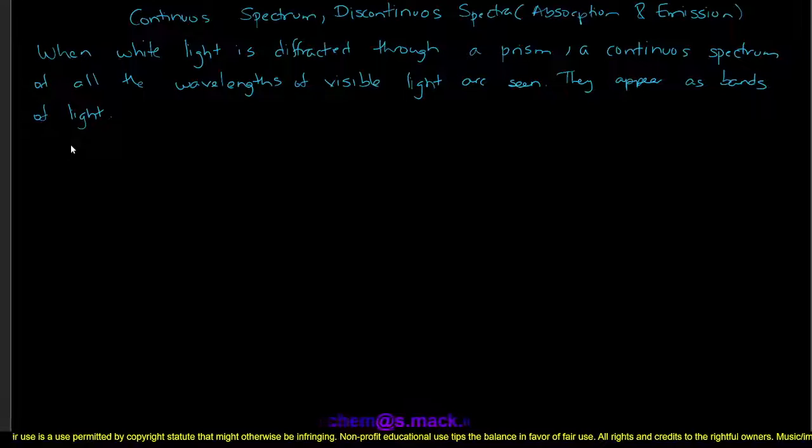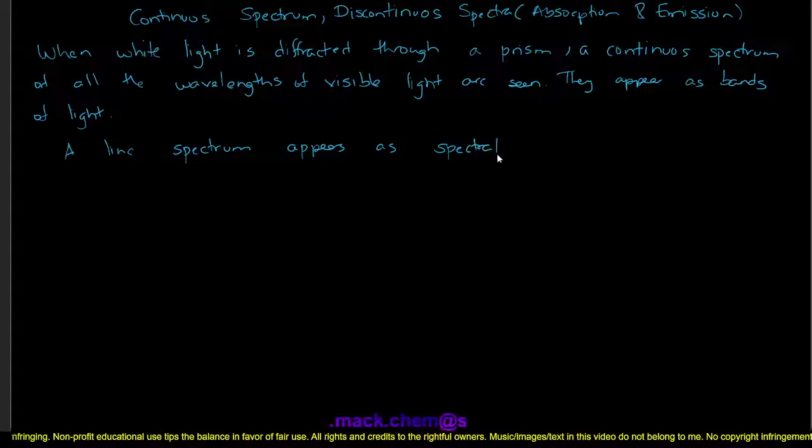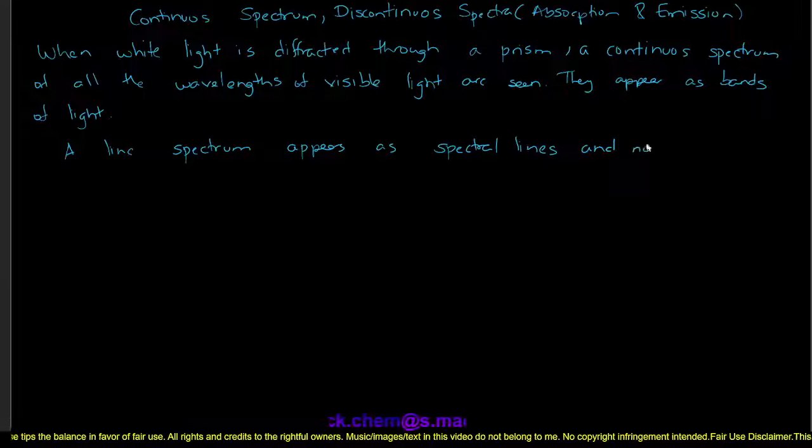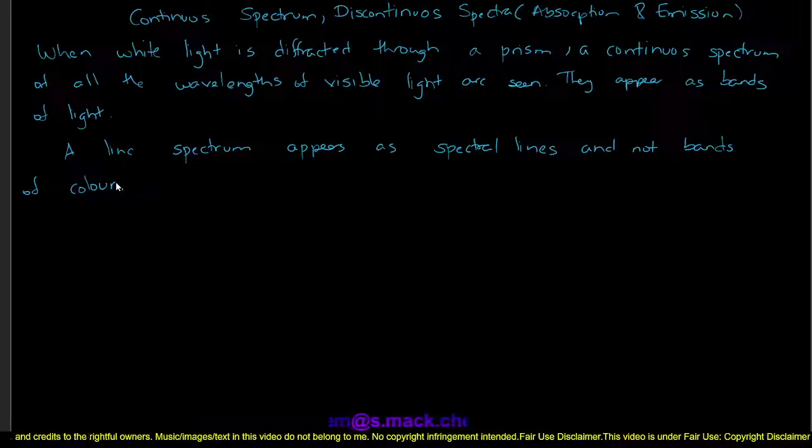Right, so I'm going to continue by talking about a line spectrum. A line spectrum appears as spectral lines and not bands of color.